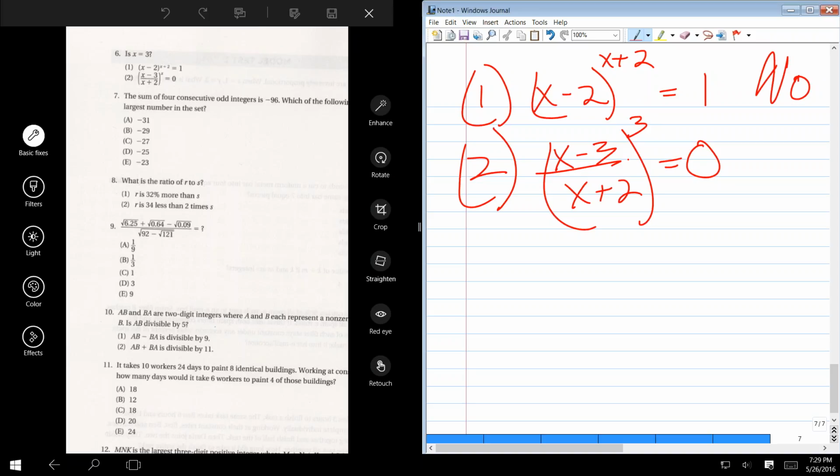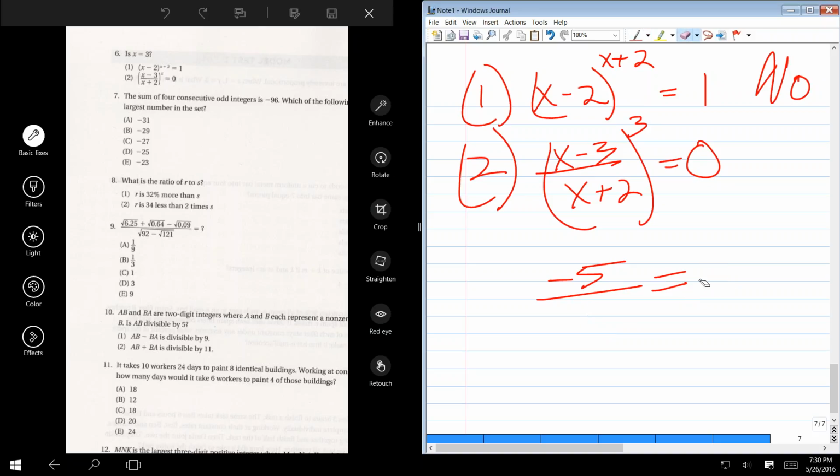It would be undefined if you use negative 2, because it would be on the bottom. And also, that's not equal to 0. That's actually equal to like negative infinity, but they say undefined.